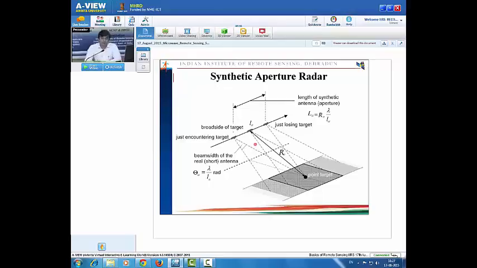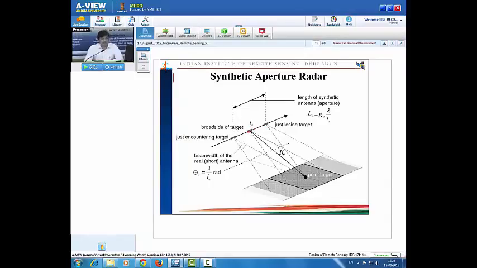Now, this azimuth resolution is directly related to the antenna length, and to place a very large antenna in space is practically impossible. An antenna of several kilometers in the present scenario is practically impossible. So scientists utilized the speed of the spacecraft to synthesize the antenna length. It means that they generated a virtual antenna of long length with the help of a small actual antenna.